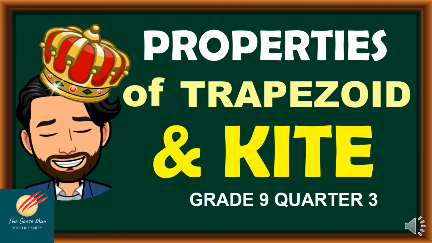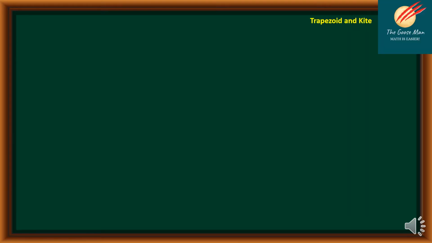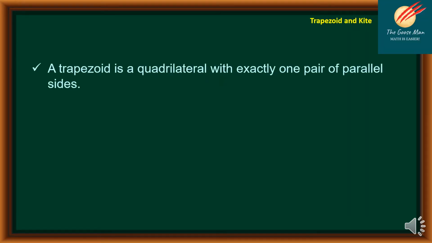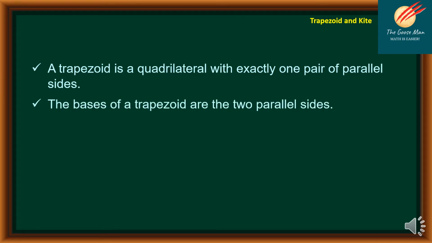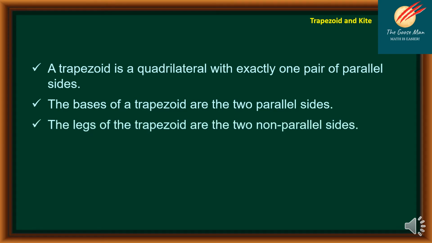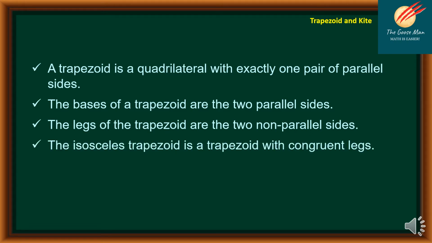This is teacher Onin Guzman and our topic for today is properties of trapezoid and kite for grade 9 quarter 3. Let's talk first about some definition of terms. A trapezoid is a quadrilateral with exactly one pair of parallel sides. Also, the bases of a trapezoid are the two parallel sides and the legs of the trapezoid are the two non-parallel sides. The isosceles trapezoid is a trapezoid with congruent legs.